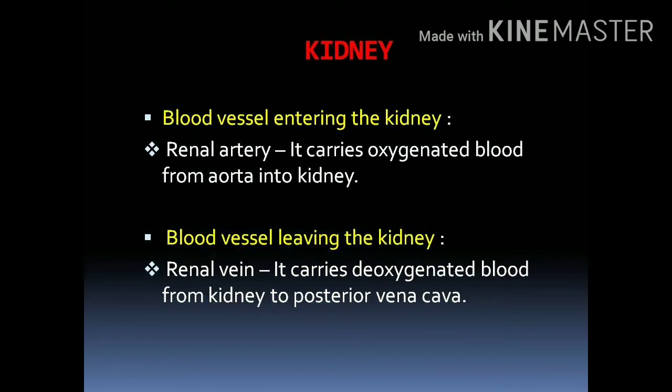Now we can see the kidney. Blood vessel entering the kidney: renal artery. It carries oxygenated blood from the aorta to the kidney. Relating to the kidney, we use the word renal. And blood vessel leaving the kidney: renal vein. It carries the deoxygenated blood from the kidney to the posterior vena cava.